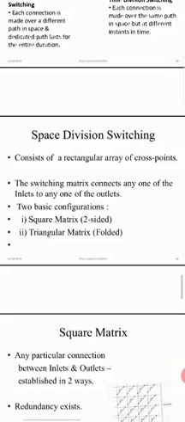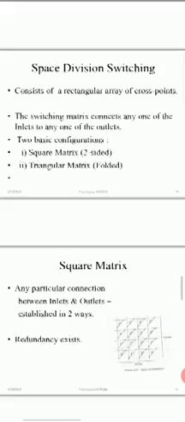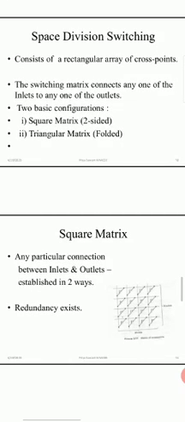Now there are two basic configurations for space switching. One is a square matrix, that is, two-sided. As we know, for voice communication we require two-way communication. That is, the source has to send as well as receive, and the destination has to send as well as receive. So it requires two-way communication.